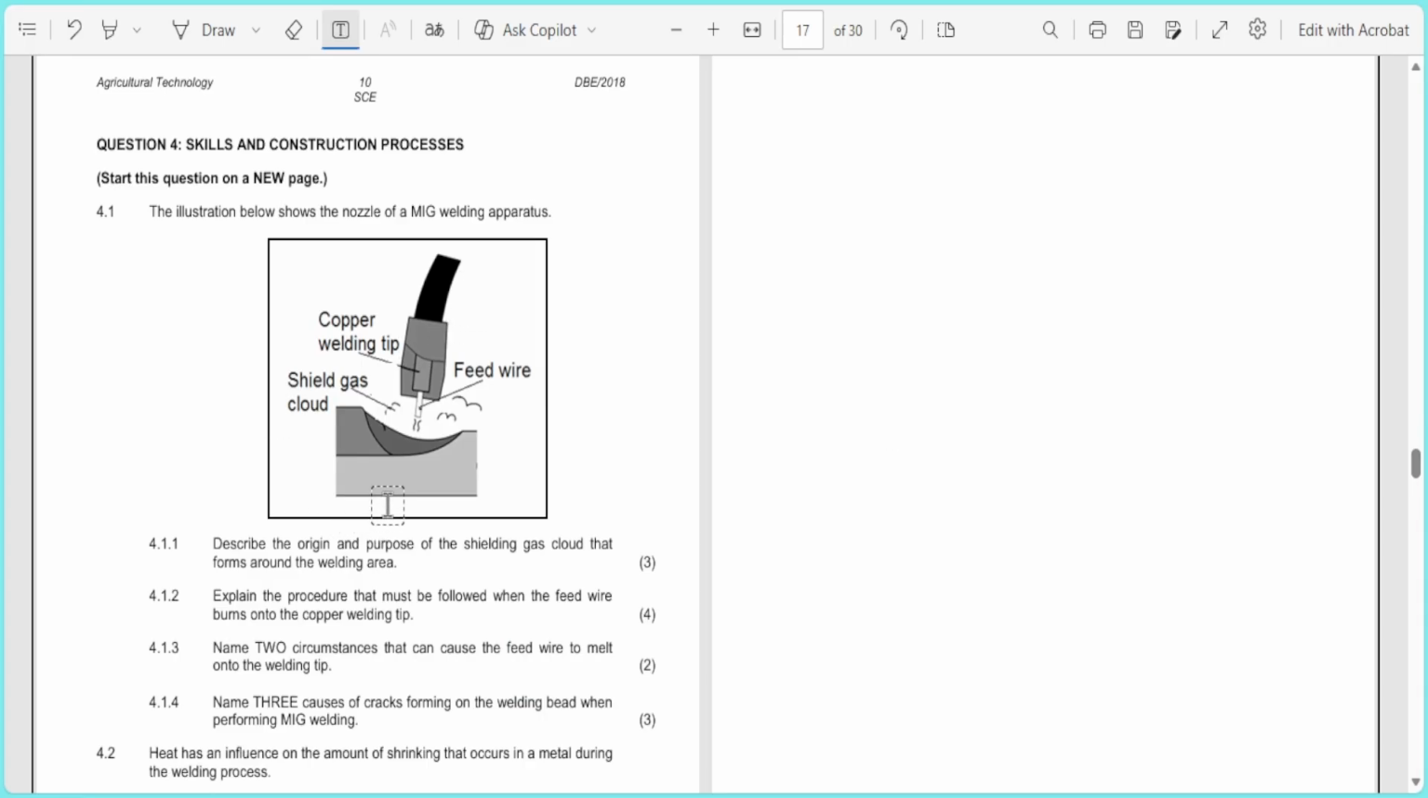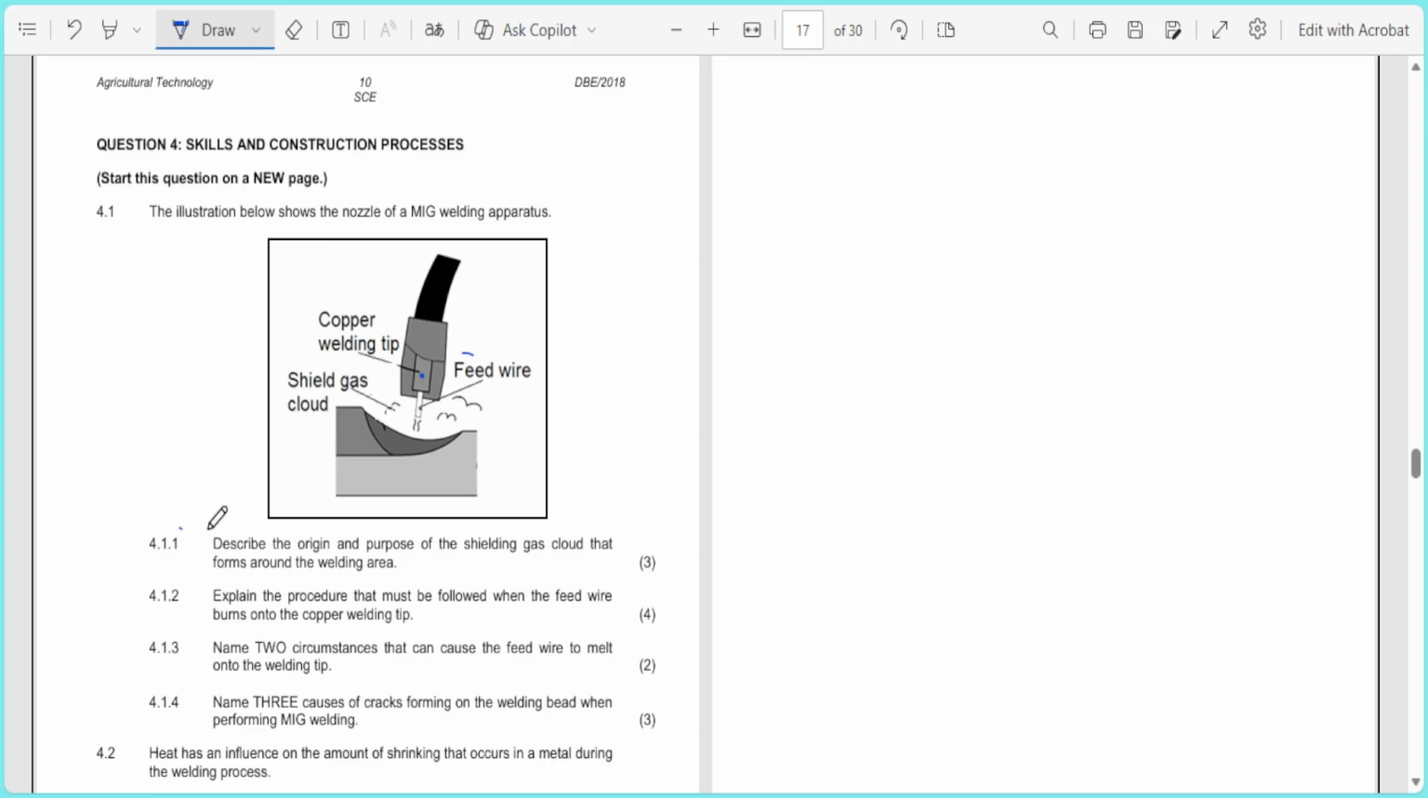Right, so let me try using a pen and draw. Okay, so this is the nozzle. And then what happens during the welding process is that there's going to be a feeding wire, and through that feeding wire, there's going to be a shielding gas cloud that is created. And we have a copper welding tip here. These are just the basic components shown on the sketch. So this is a MIG apparatus.